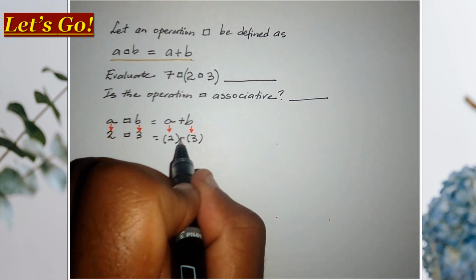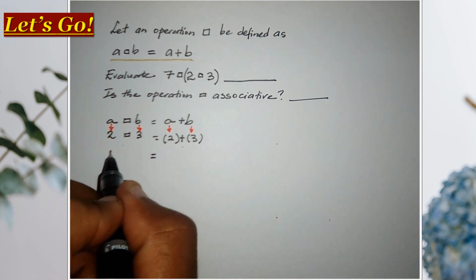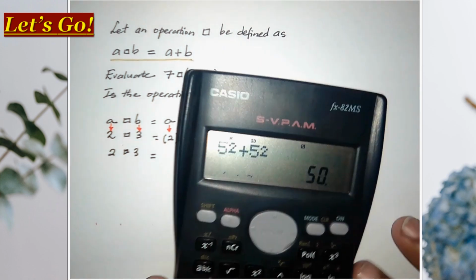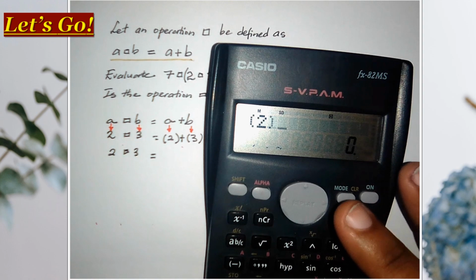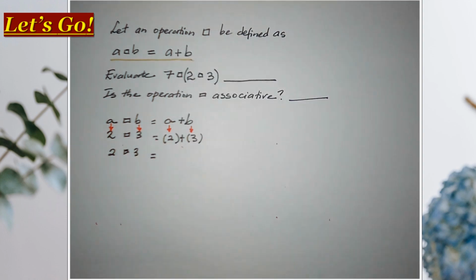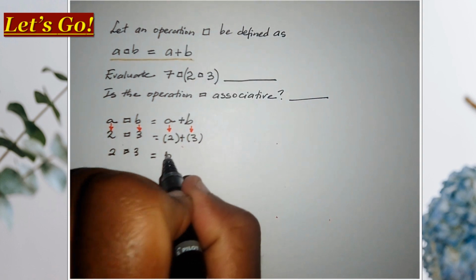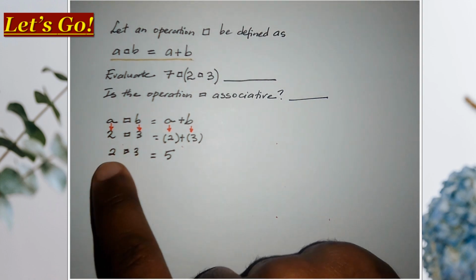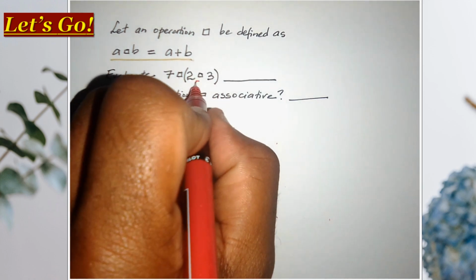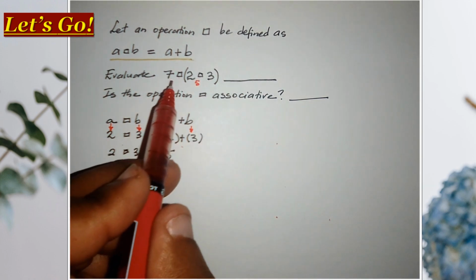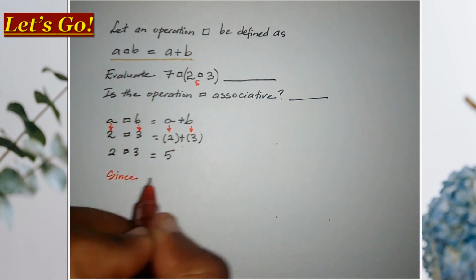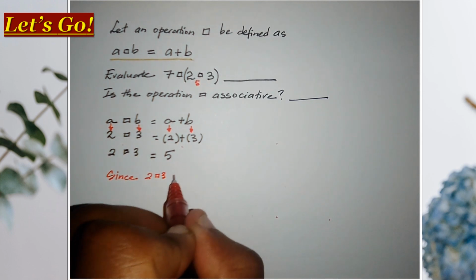Notice there was a plus between them. So 2 box 3 is going to be, I'm going to use my calculator. I'm going to use bracket 2 bracket plus bracket 3 bracket. And you look, that's just 5. So I'm going to get 5. But notice that it's 2 box 3, that part is equal to 5. So to evaluate all of this, I need to do 7 box 5. And that's because 2 box 3 was equal to 5.